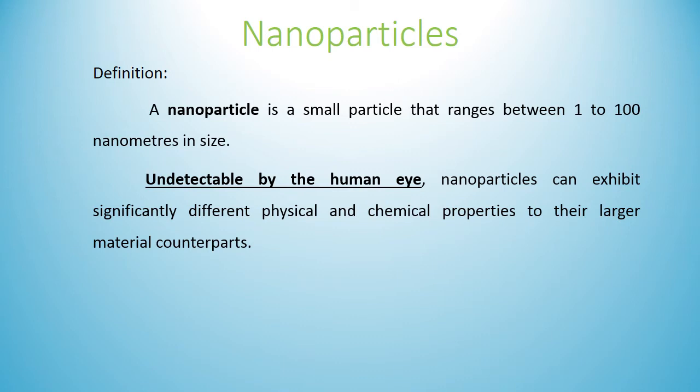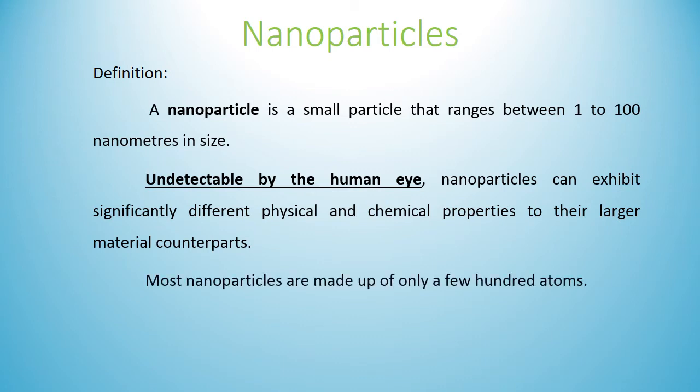The nanoparticles can exhibit significantly different physical and chemical properties to their larger material counterparts. Means what here? These nanoparticles are available in several forms. How are they differentiated? They are differentiated based on properties such as physical form as well as chemical form. Based on these two parameters, the nanoparticles are further classified. We are moving to the next slide now.